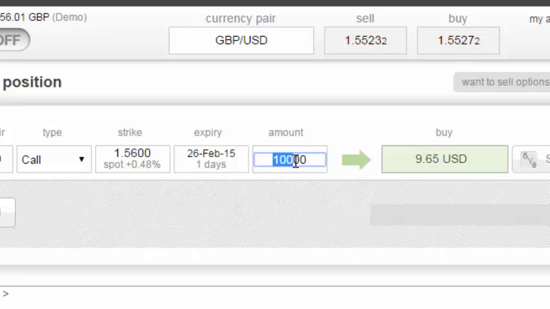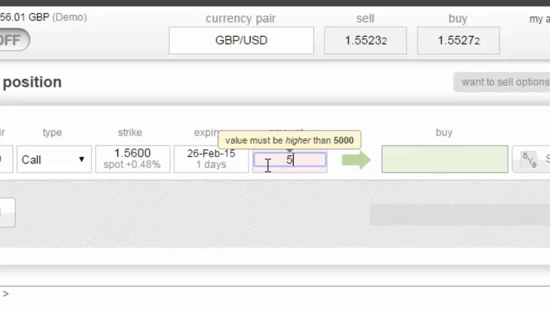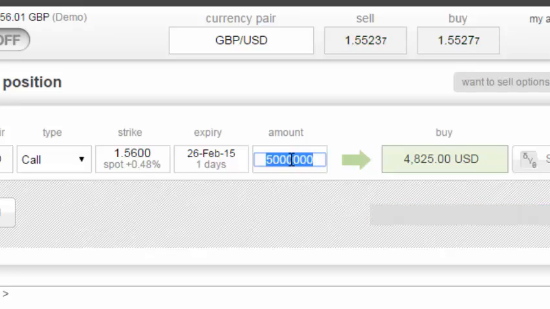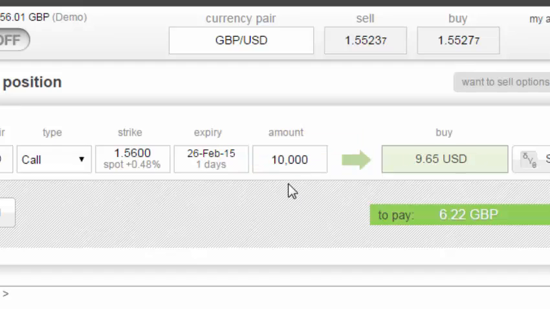If you click in the amount box, you can change this amount. You can trade as little as 5,000, and you can see that would make the option a cost of just $4.82, all the way up to 5 million. And in this case, the option now costs $4,800. But for the purpose of this example, let me stick with the smaller amount of 10,000.